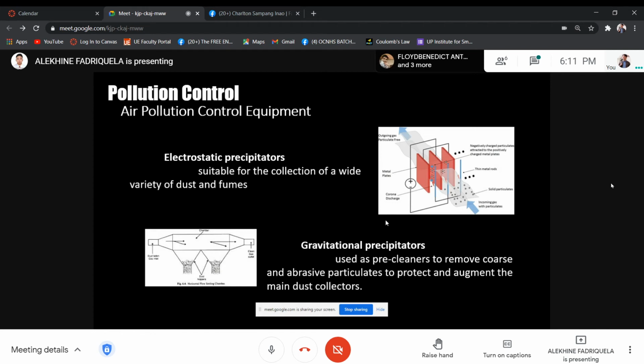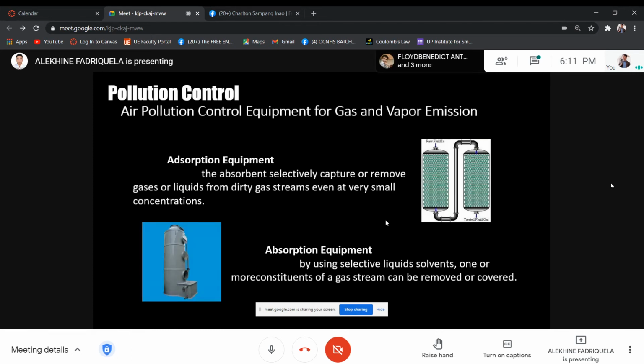Electrostatic precipitators, suitable for the collection of a wide variety of constituents. Gravitational precipitators, used as spray cleaners to remove coarse and abrasive particulates to protect and augment the main dust collectors. Absorption equipment. The absorbent selectively capture or remove gases or liquid from dirty gas streams, even at very small concentrations. Absorption equipment. By using selective liquid solvents, one or more constituents of a gas stream can be removed or filtered.